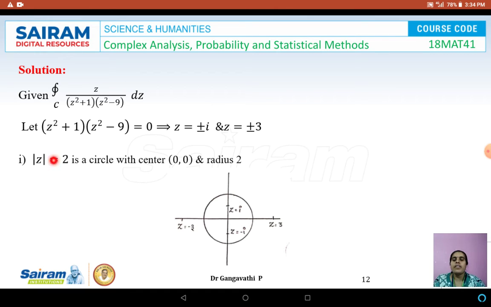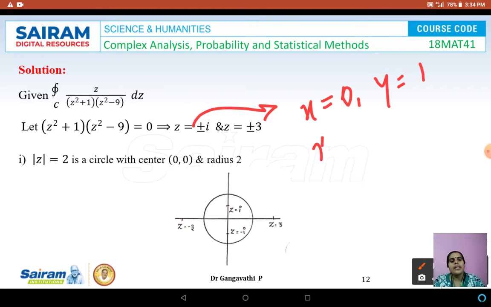The first curve is given as mod z is equal to 2, a circle with its center at the origin, (0, 0) coordinates, and radius equal to 2. So now z is equal to plus or minus i. It means that the point z is equal to plus or minus i is nothing but x is equal to 0 and y is equal to 1. Similarly, x is equal to 0 and y is equal to minus 1.